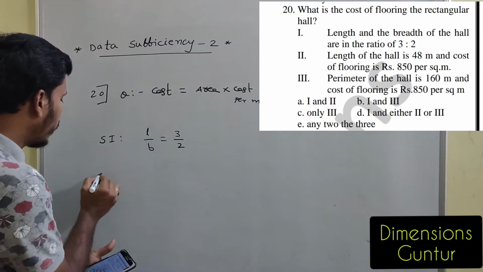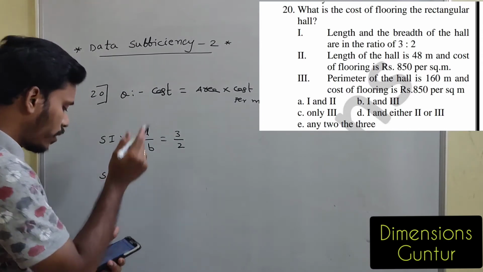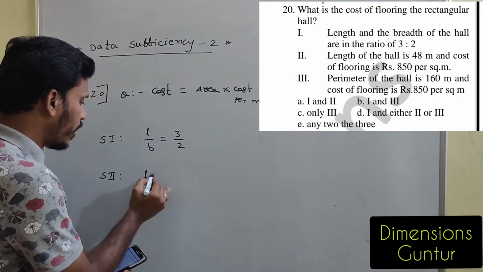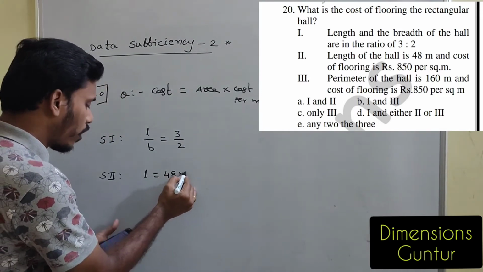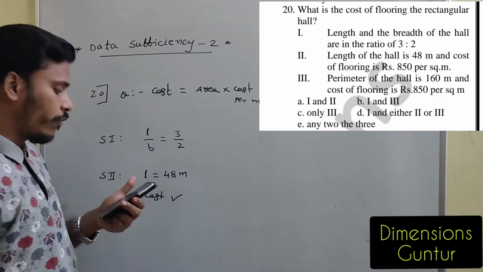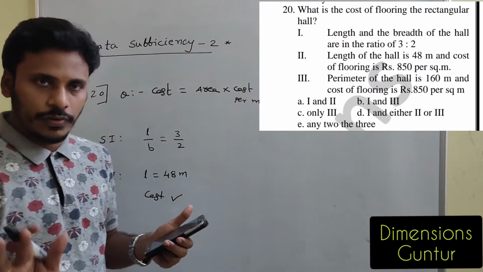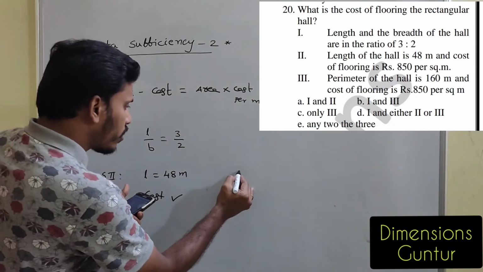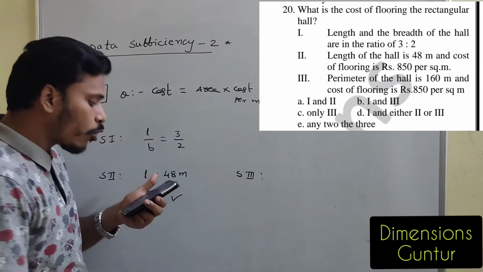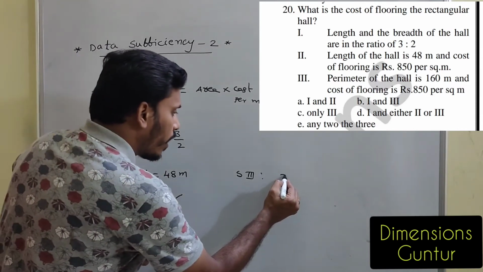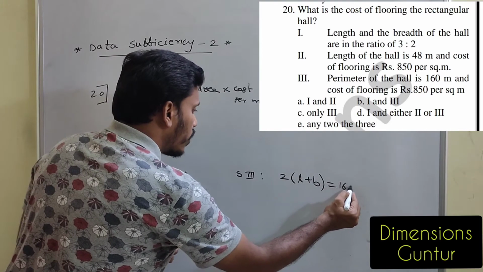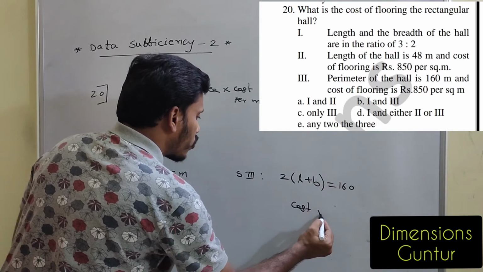Then think about statement 2. Length of the hall is 48 meters, and cost is also mentioned as 850 rupees per square meter. So cost is given. That's enough. Then statement 3 mentions the perimeter of the hall as 160. Perimeter of the rectangle is 2 times (L plus B), and it is given as 160, as well as cost is also given.